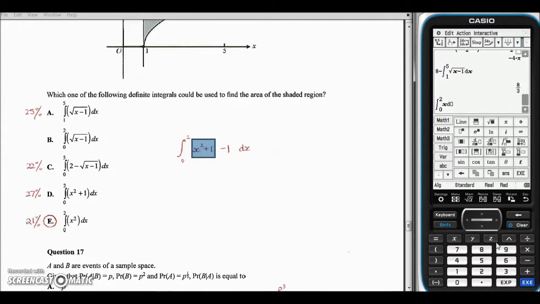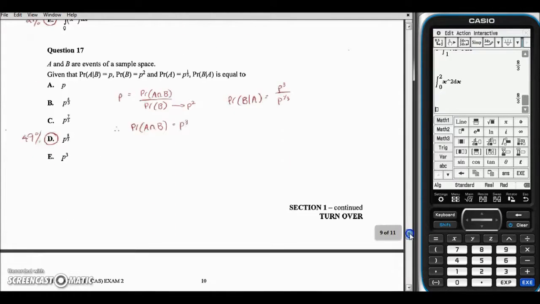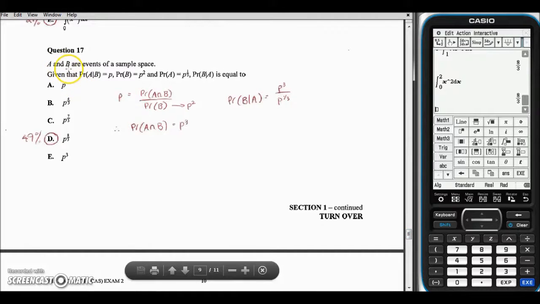But if we do this one, we get 8 on 3, so it had to be E. So 2 ways to go about that one. Question 17, A and B, more probability.